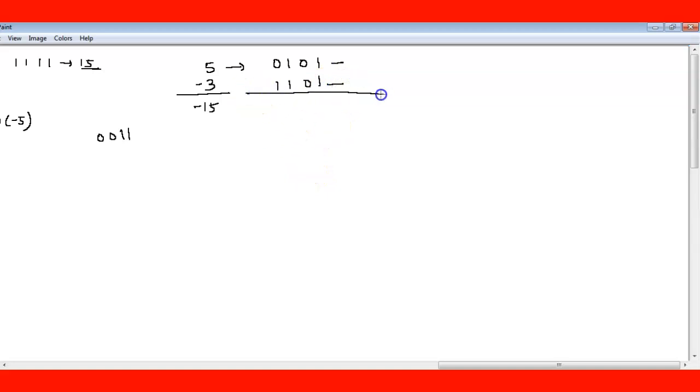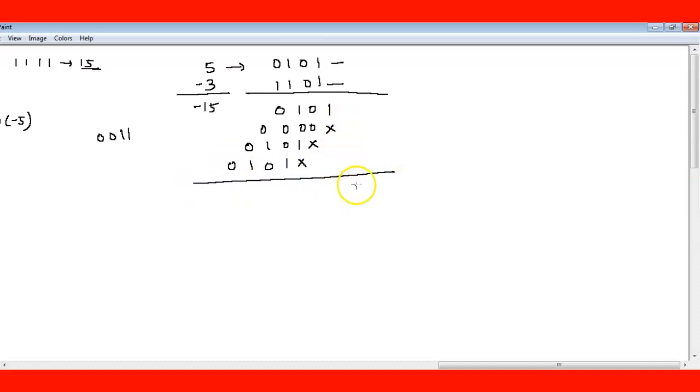If you do the multiplication, 1 into anything gives 0, 1, 0, 1. 0 into anything is 0, 0, 0, 0. 1 into anything gives 0, 1, 0, 1, 0, 1, 0, 1. And this 1 into anything again gives 0, 1, 0, 1. If you add these values, we will get 1. This is 0. 1 plus 1 is 0, carry 1. 1 plus 1, 0, carry 1, and 1 plus 1, 0, carry 1, 1 plus 1, 0, carry 1, and this is 1. So MSB is 1, which means this number is negative.